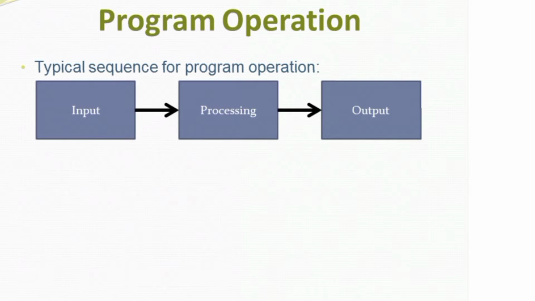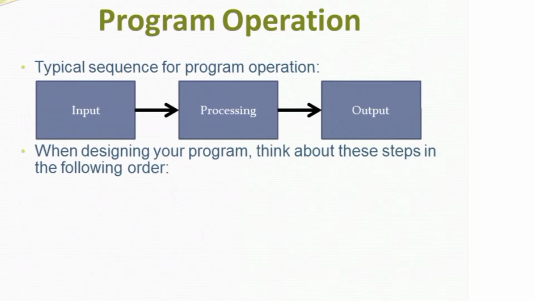First, your program is going to take some type of input value, is going to perform some type of processing to produce a desired output result. Okay, so that's the typical sequence that your program is going to go through. However, when you're thinking about creating your program, you might want to think about these in a slightly different order.